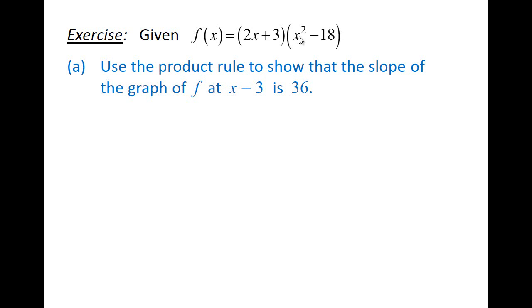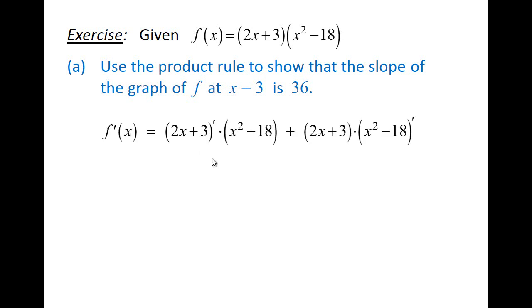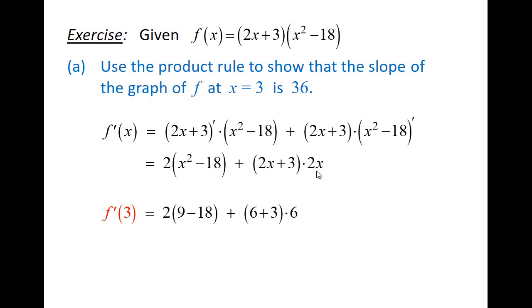So if we apply the product rule, what do we get? The derivative would be the derivative of the first factor multiplied by the second factor plus the first factor multiplied by the derivative of the second factor. Now, what's the derivative of the first factor? Well, that's going to be 2. Derivative of the second factor here would be 2x. So we get 2 times x squared minus 18 plus 2x plus 3 times 2x. Multiply out everything. I guess I didn't simplify this.